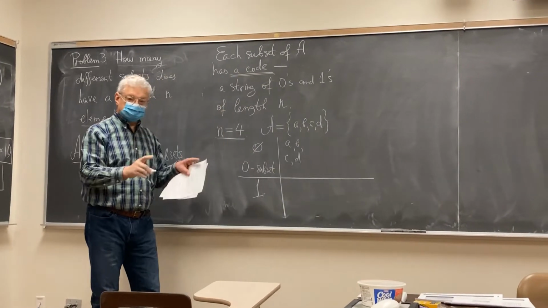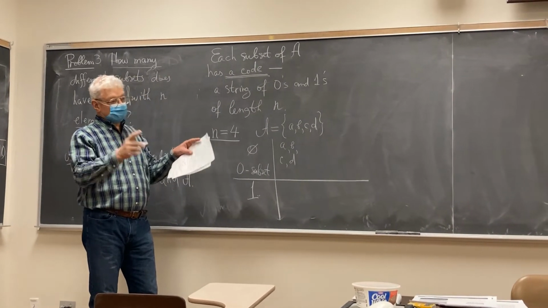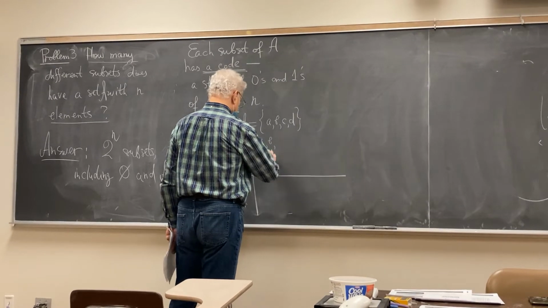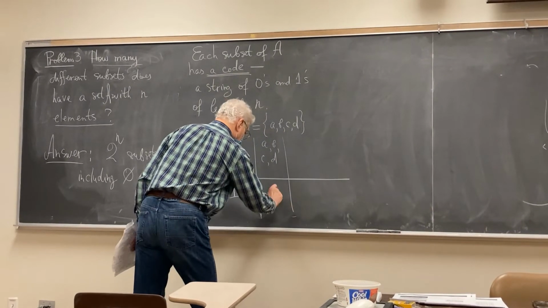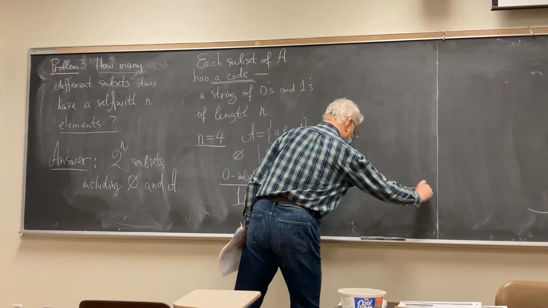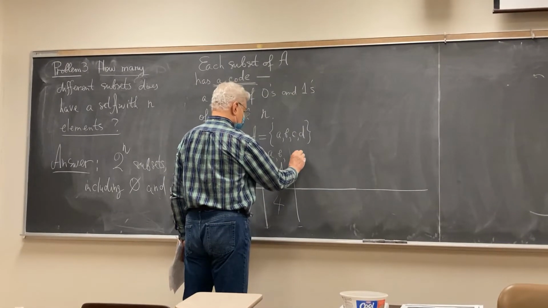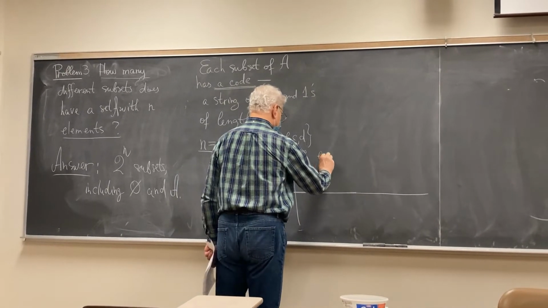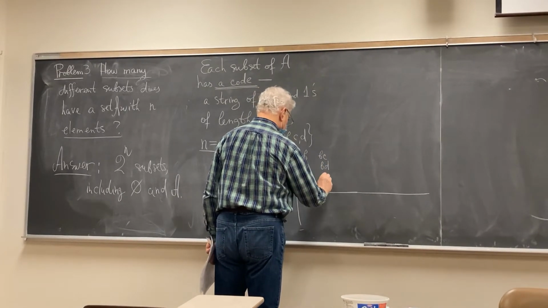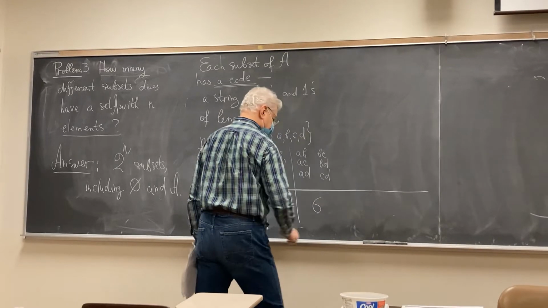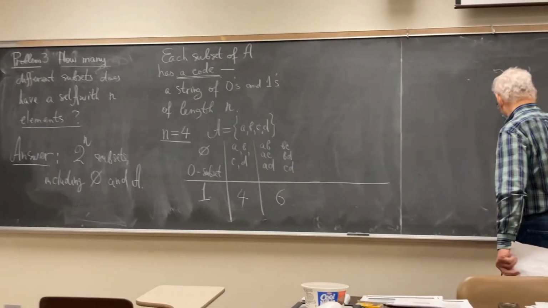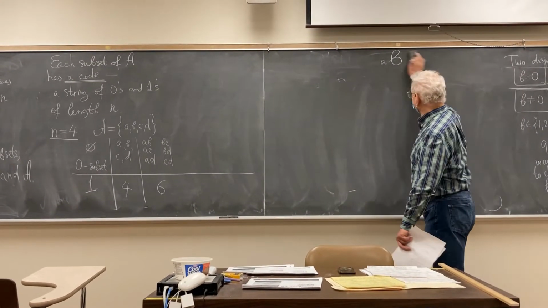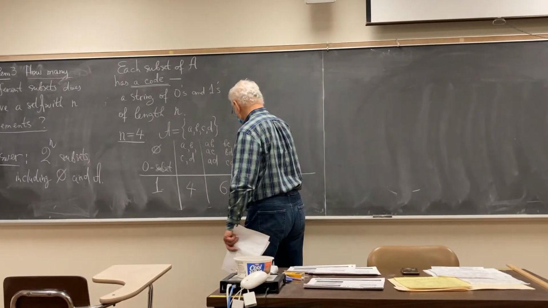Let me just omit the parentheses, curly parentheses, which must be used when you write the set itself. But I omit this. You have A, B, C, D. So how many of them? You have 4. Next you have double sets. You have AB, AC, AD, BC, BD, and CD. So you have 6 of them. So we just find in the listing form all possible subsets.